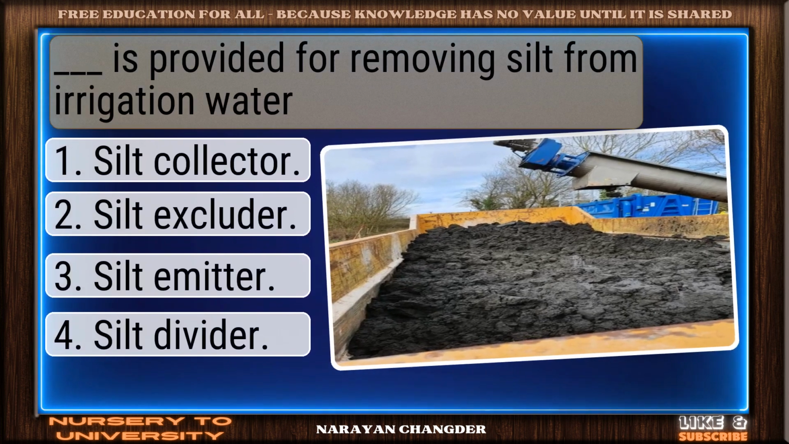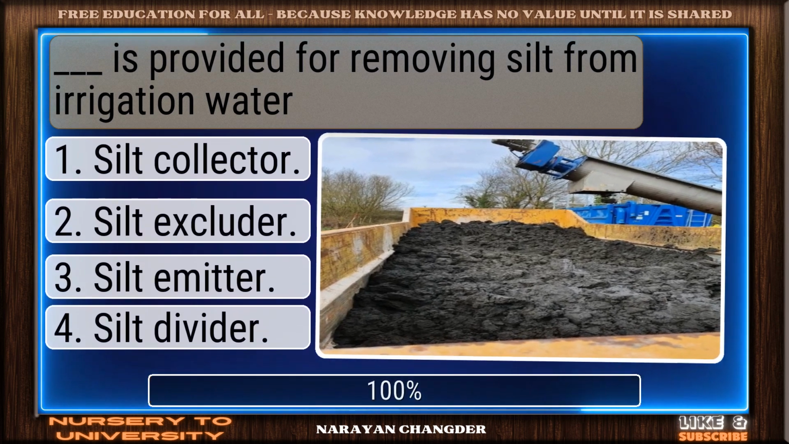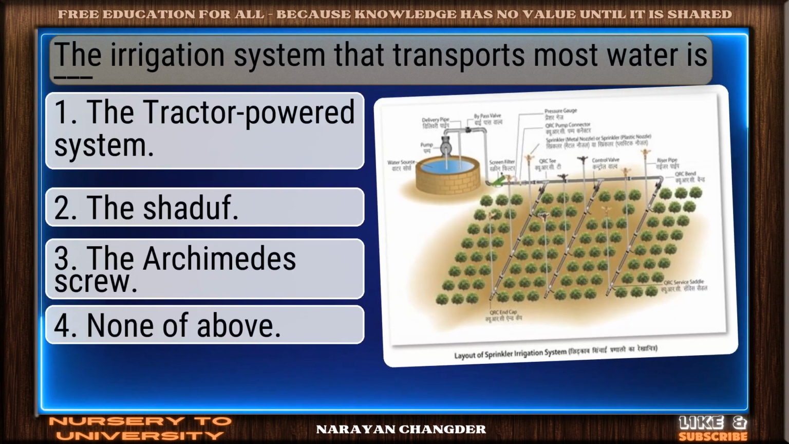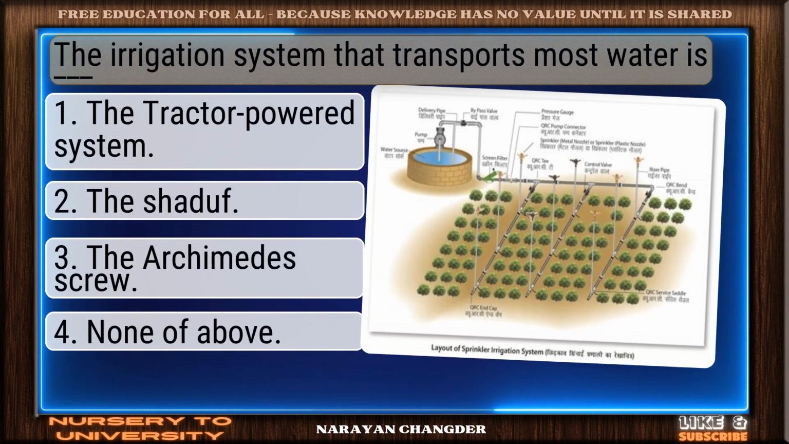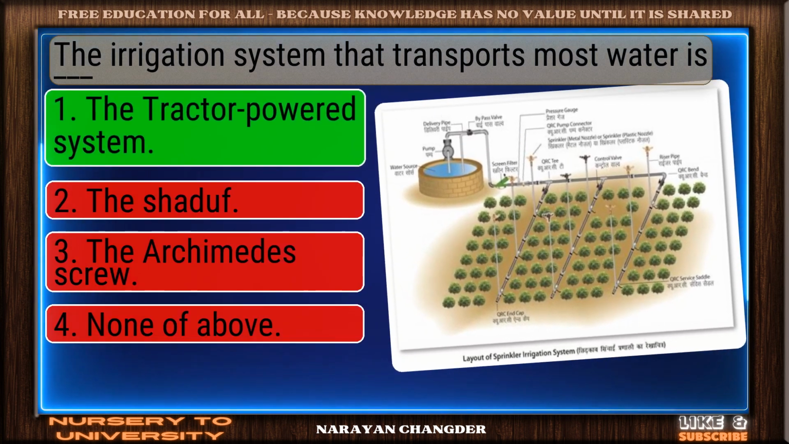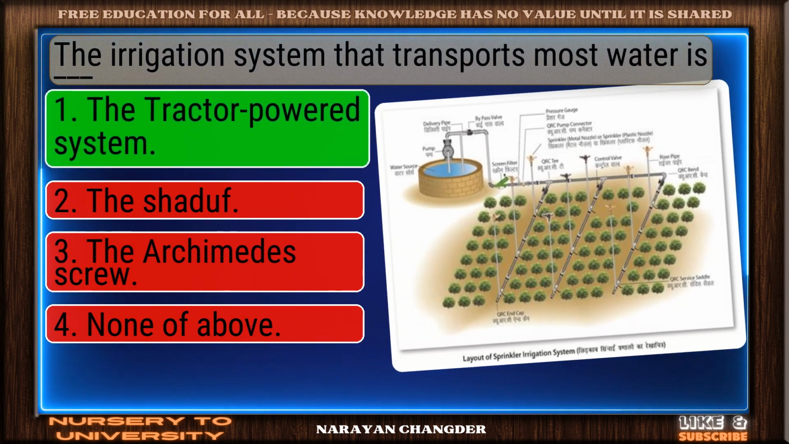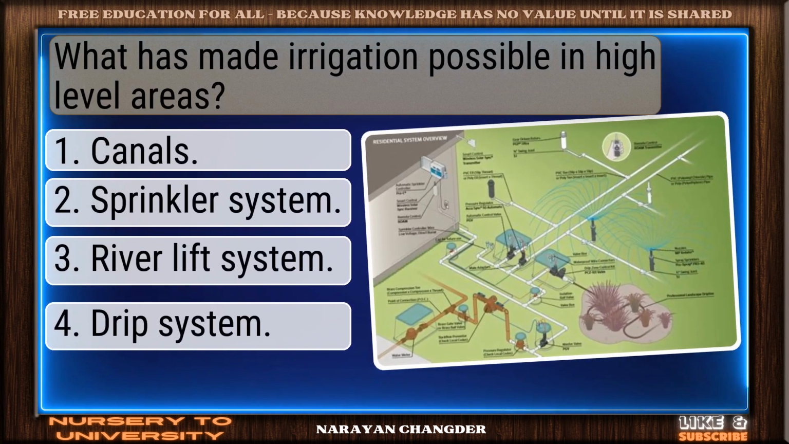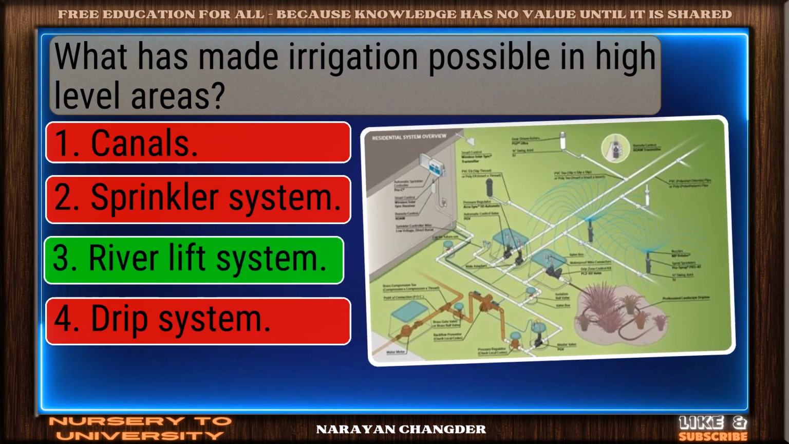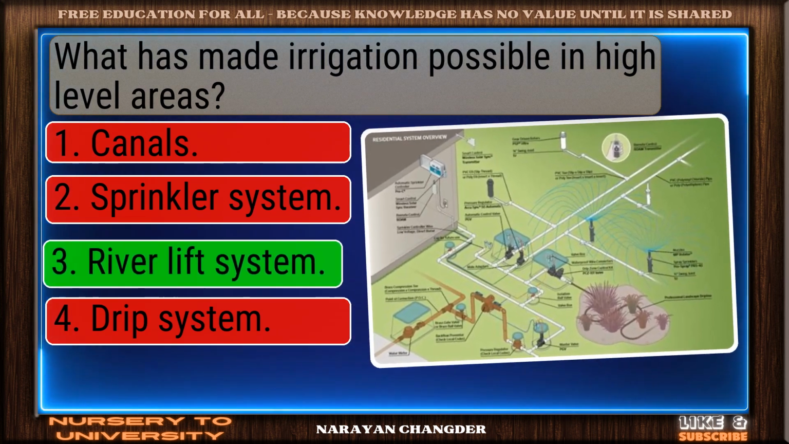Dash is provided for removing silt from irrigation water. Sharp thinking. Silt excluder is the right choice. The irrigation system that transports most water is dash. Nice work. You chose the tractor-powered system, and it is correct. What has made irrigation possible in high-level areas? Good thinking. River lift system is the right answer.